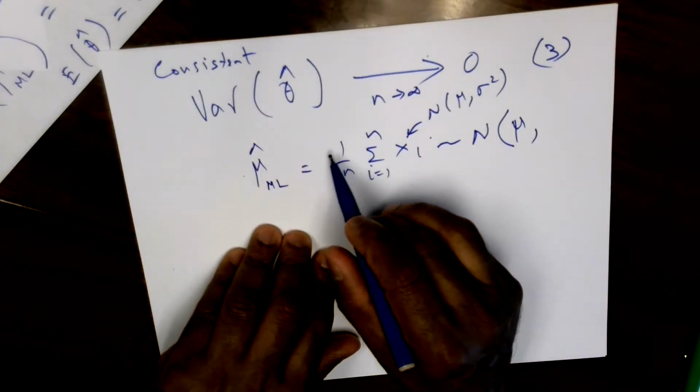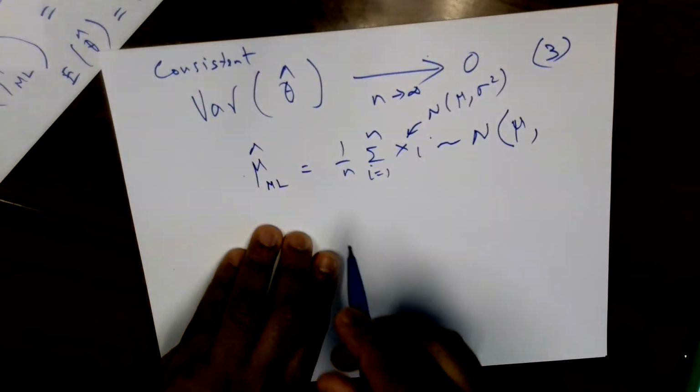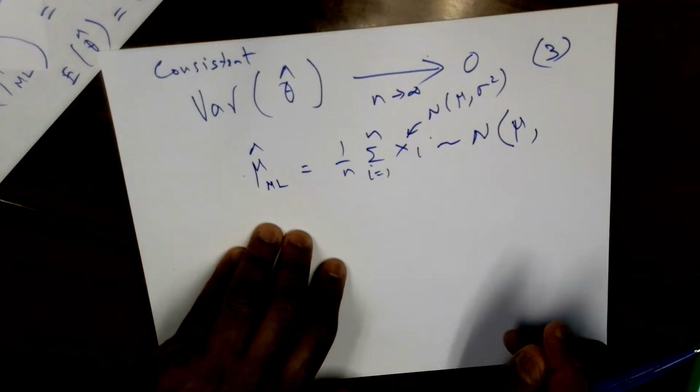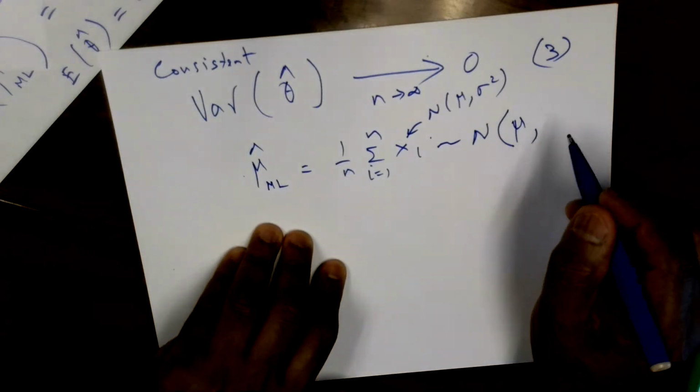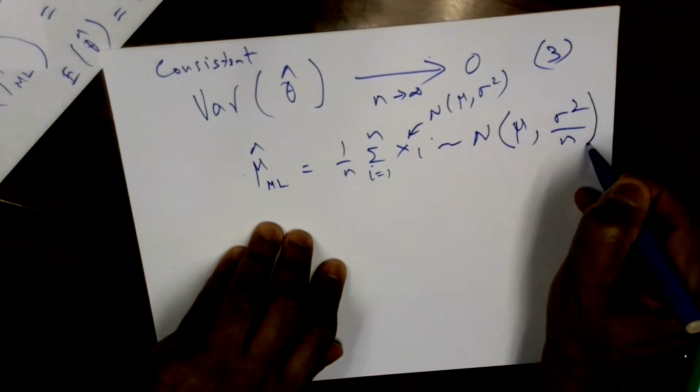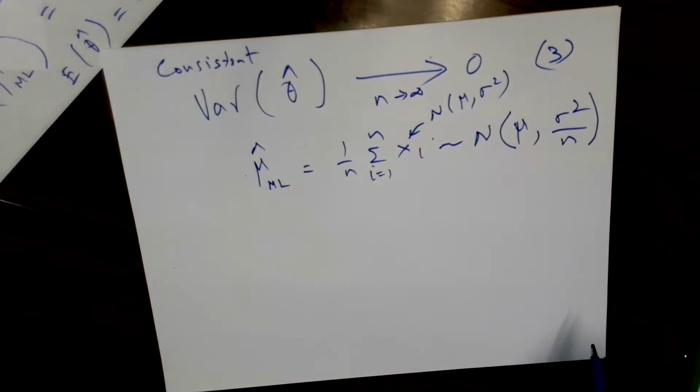So the variance, you have a constant, and the constant squares, because variance is the square of the random variable minus the mean squared. So 1 over n squared times n sigma squared. So the variance, you can work it out, is sigma squared over n.